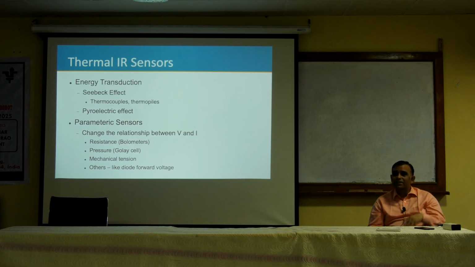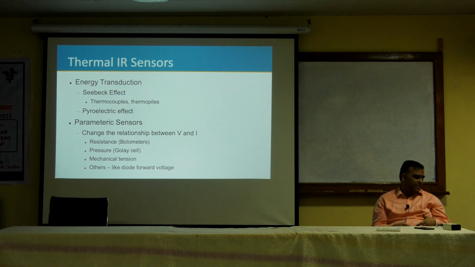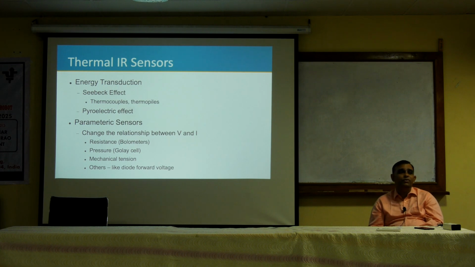These could be changing resistance based on temperature. Now we know most resistances are temperature dependent. Such sensors are called bolometers. They could be changing pressure. Such sensors are Golay cells. They could stretch a material, and there are many such. And even something as simple as the forward bias voltage of a diode.